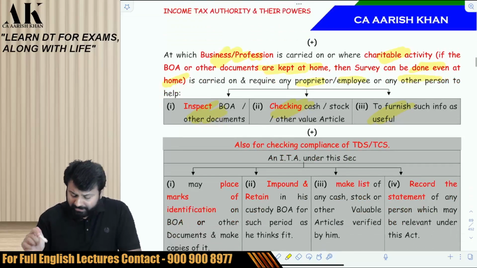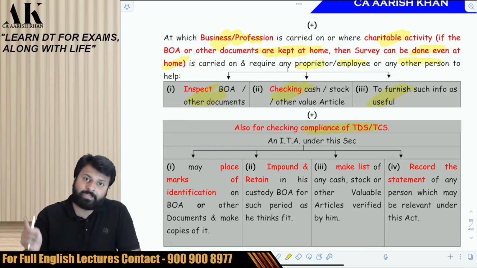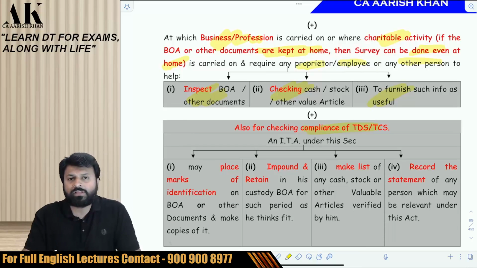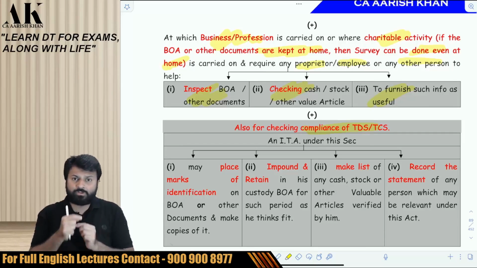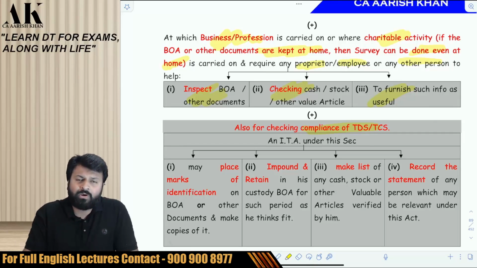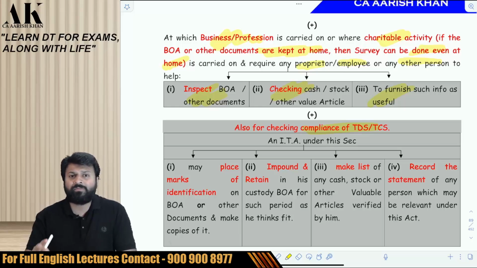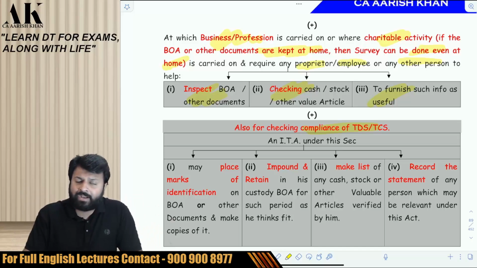A survey may also be done for checking TDS or TCS compliance. CBDT can do survey. Income tax authority can do survey just to check what? Whether the assessee is doing TDS and TCS compliance properly or not. What do you mean by TDS and TCS compliance? It means whether the assessee is deducting TDS properly or not, paying TDS properly or not, whether the assessee is filing quarterly return with respect to TDS or not. These are the aspects which the department can check and do survey.